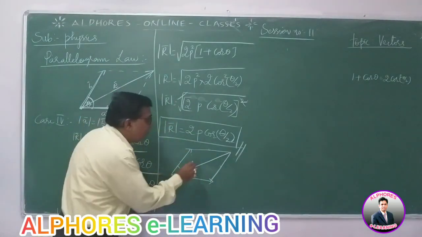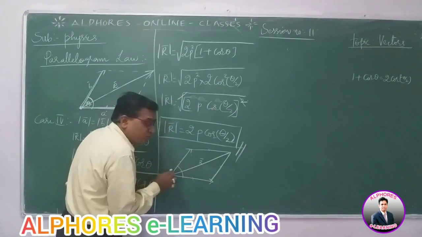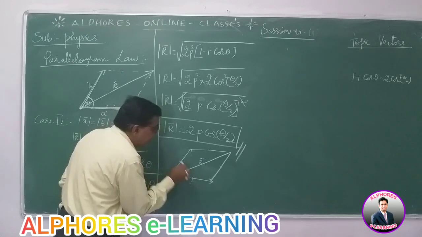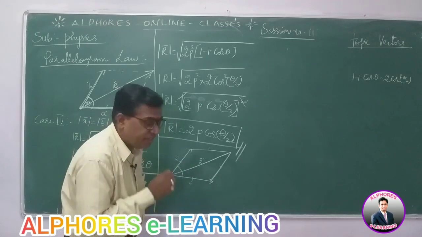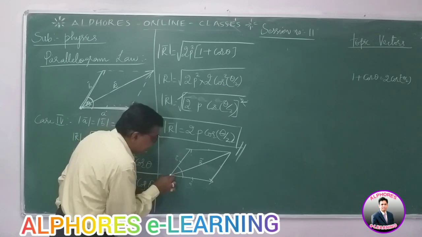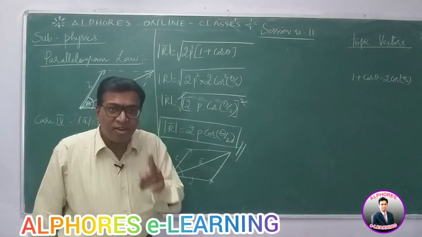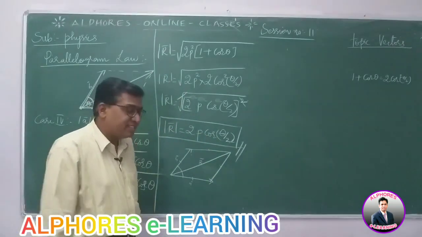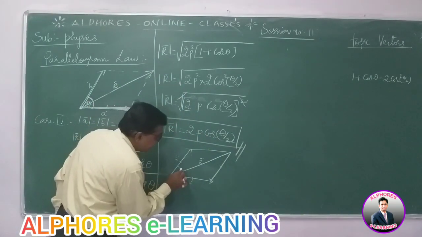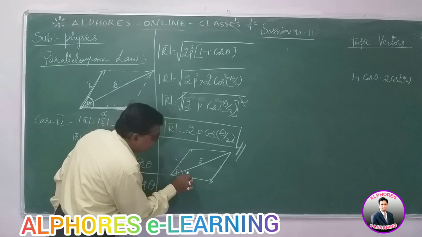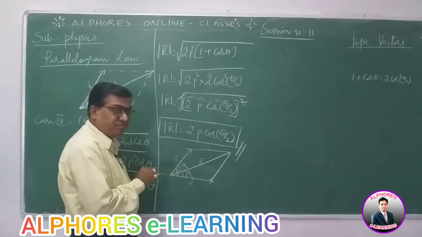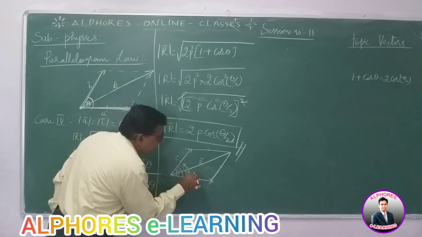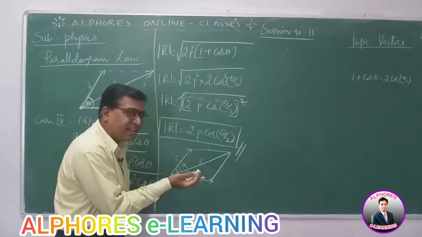It is the angular bisector. Now the diagonal represents the resultant vector. So these two are the vectors A bar and B bar, of course same magnitude, p. Now the resultant is the diagonal. In a rhombus, the diagonal is the angular bisector. It bisects the angle. The total angle is theta, so this is theta by 2 and this is also theta by 2. So the angle made by the resultant with either of the vectors, any vector.